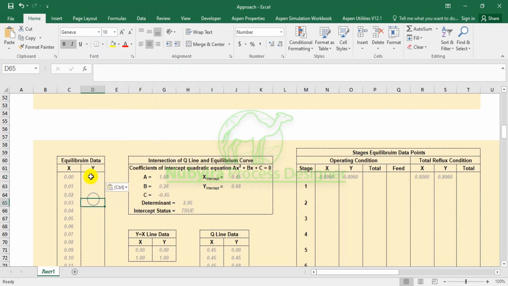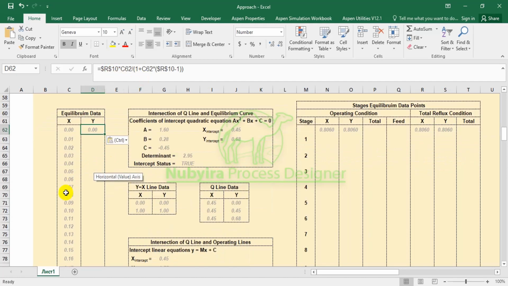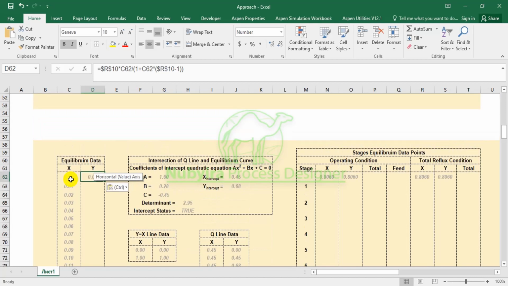So once you have it here, it's going to be based on the value of x. You understand? C62 is the x value. I put a dollar sign in front of the R to make the relative volatility constant for all. I'm going to copy this formula for all these entries here. I don't want the formula to be changing for the relative volatility value. I want the cell to be fixed.